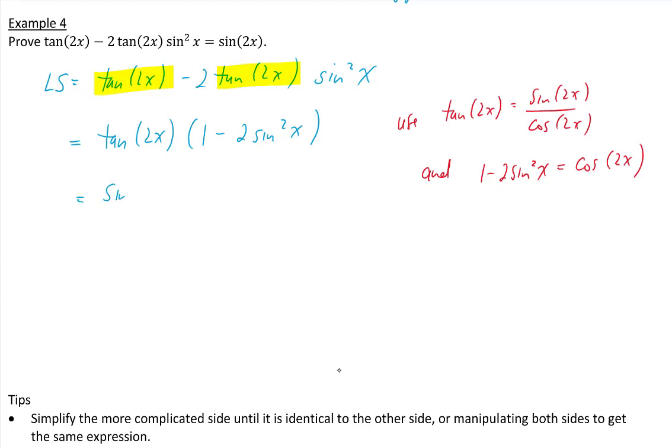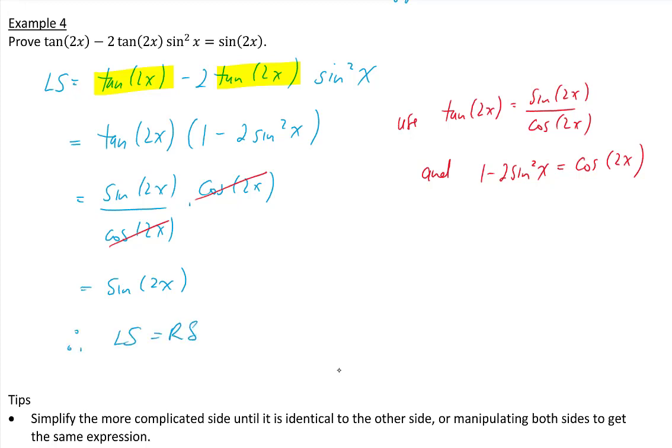So what I get is, notice I can now cancel the cosine 2x in the numerator with the one in the denominator. And I'm left with the sine of 2x. So therefore, our left side is equal to our right side. Again, you could approach this in many different ways. I think this would be the quickest, but you can try some other ways and let me know.